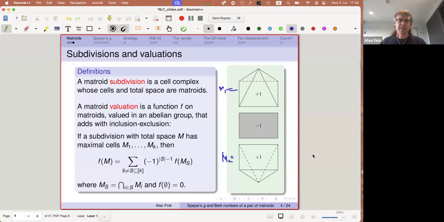The maximal cells are M1 through MK. I look at all of the intersections of all subsets. So in this case, M1 intersect M2 is the gray square I've denoted M1,2. I take an alternating sum of the values of f on these pieces, and if that gives me f of the whole, that is the inclusion-exclusion relation that defines a valuation. So concretely here, f of the octahedron has to be f of the top square pyramid plus f of the bottom square pyramid minus f of the gray square.